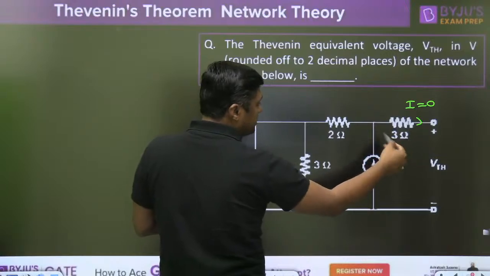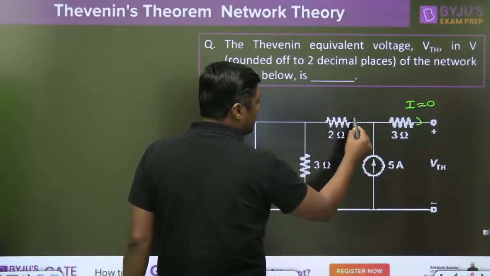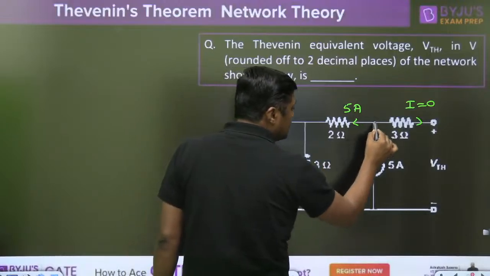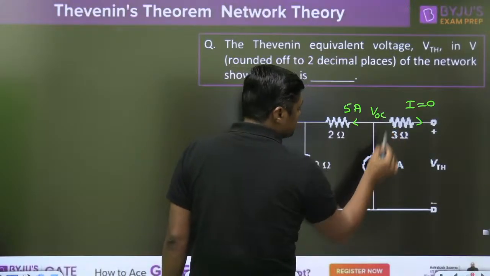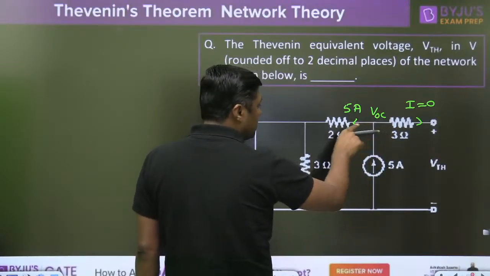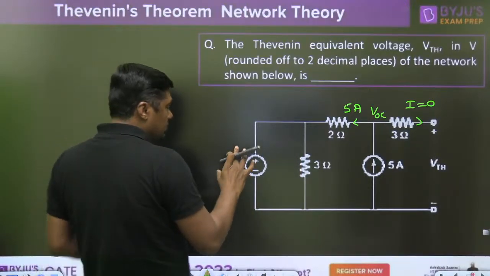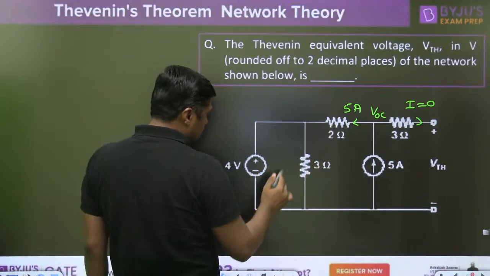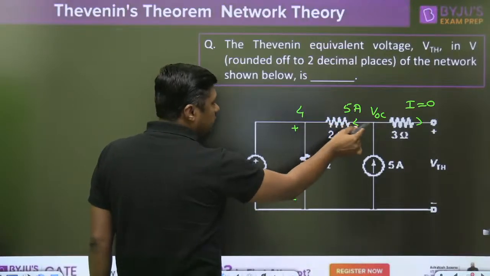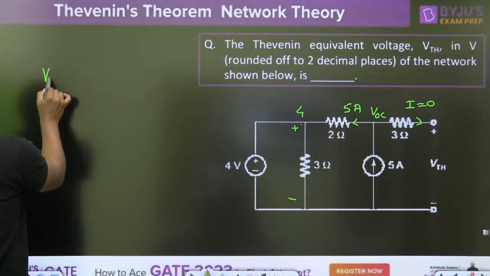What is the current through the 3 ohm resistor? 0. This 5 ampere current, what is the path of this 5 ampere current? And the voltage at this point is VOC. Voltage across this 5 ampere current source is VOC. Now this 5 ampere current will flow like this. This is a 4 volt, connected in parallel. So what is the voltage at this point, everyone? 4 volt. I have the current, I have the voltage at this point. We can simply find the VOC.